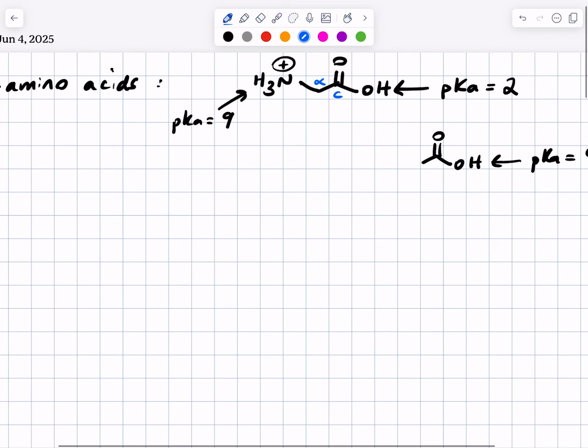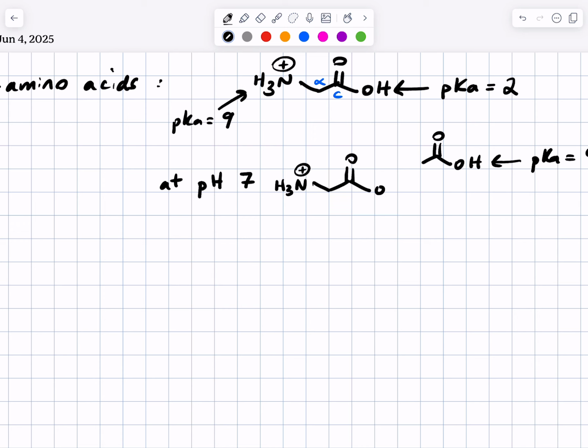So if I were to ask you to draw what form this amino acid would take at pH 7, well, the ammonium proton should still be there because its pKa is 9, but the carboxylate proton should be gone because its pKa is 2.